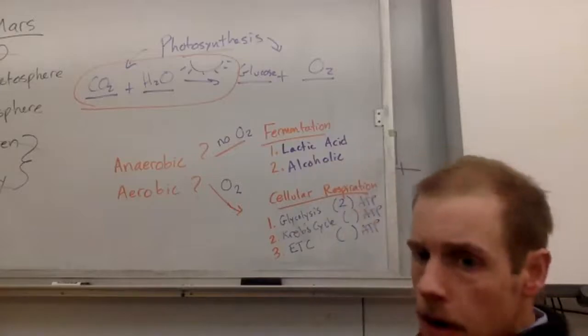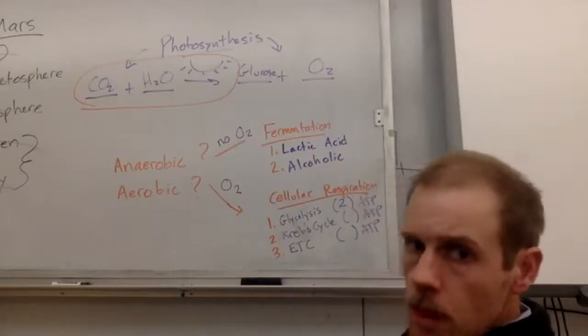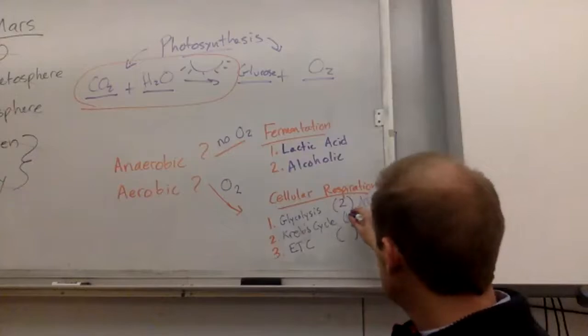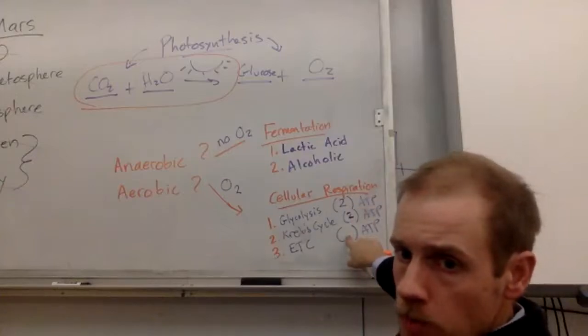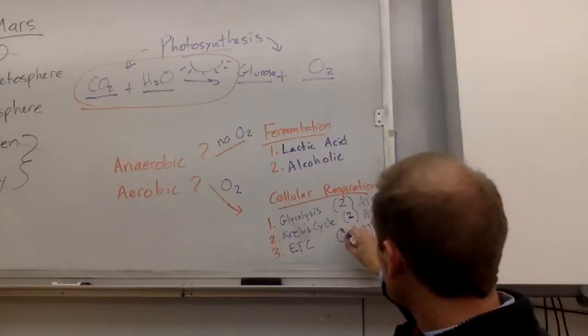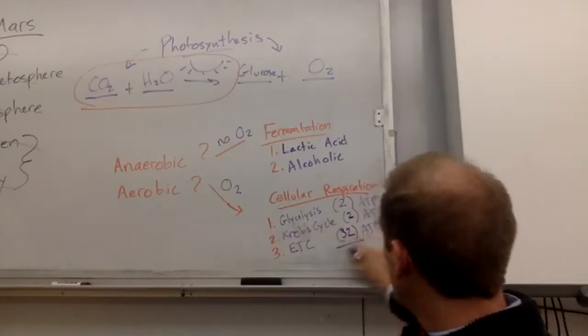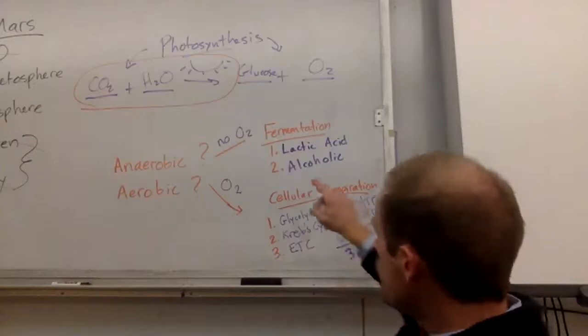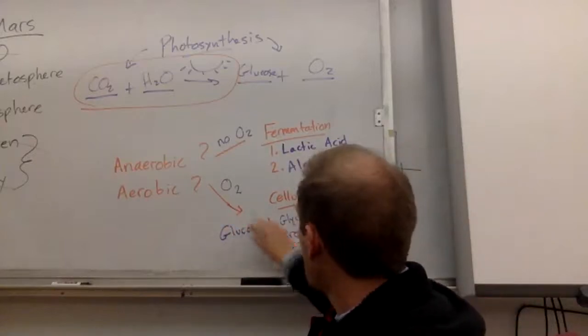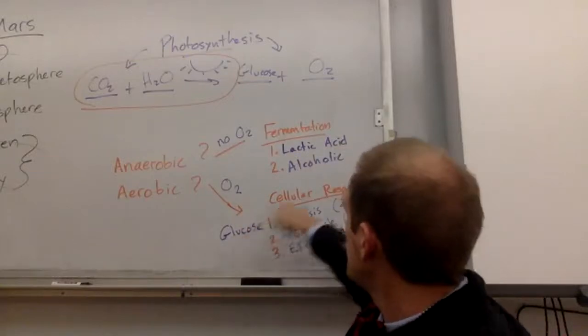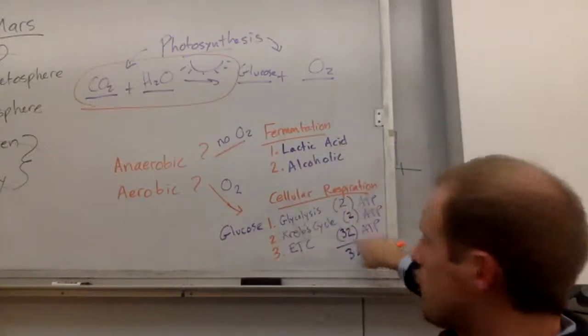2 there. And then how much in the Krebs cycle? Yep. Mia got it. Another 2. And then the ETC, another 32. Right? For a total of 36 ATP. So 1 glucose, if oxygen is present, 1 glucose can go through all 3 steps, resulting in 36 ATP.